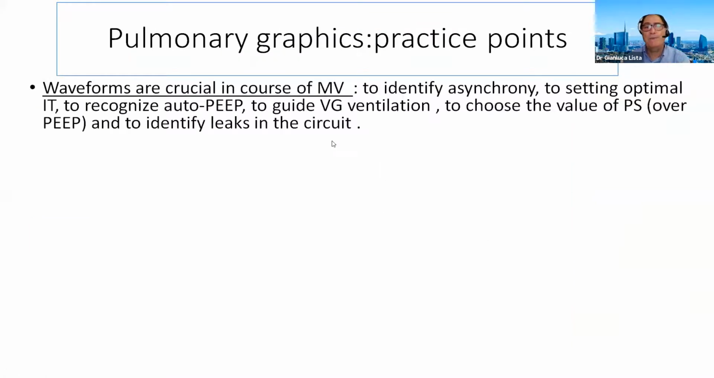So in summary, which are the practical points of the pulmonary graphics? The waveforms are crucial in the course of mechanical ventilation because they help the physicians to identify asynchrony, help us to set the optimal inspiratory time, to recognize air trapping, to guide the volume-targeted ventilation, to choose the value of pressure support, for example, during SIMV pressure support.